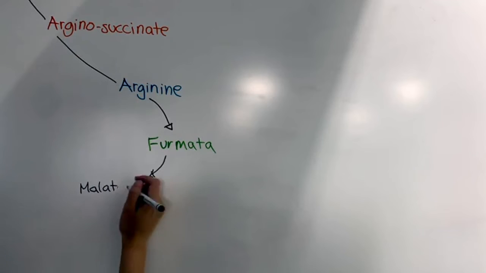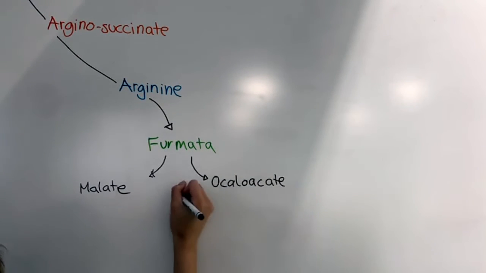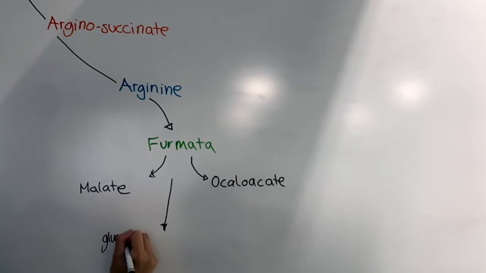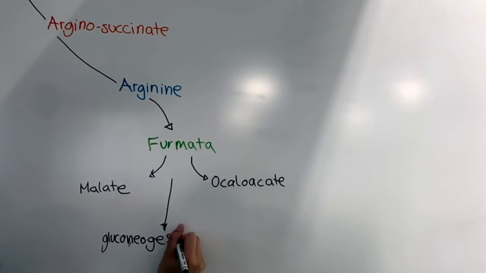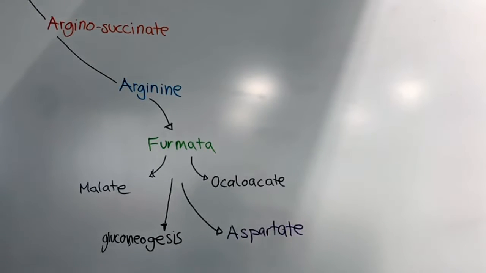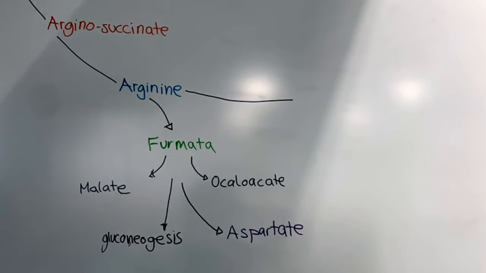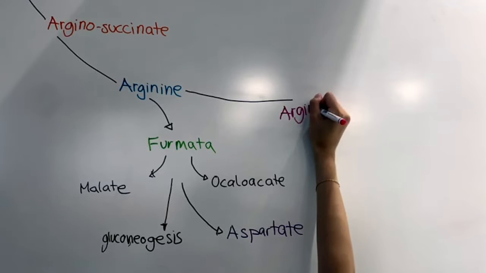Now fumarate can be used for the citric acid cycle, or it can be converted to malate and oxaloacetate, which can either be used for gluconeogenesis or it can be used to produce more aspartate via the enzyme aspartate aminotransferase. So as you guys can see, the cycle can continue if you keep having aspartate. And in fact, you need a high amount of aspartate for the urea cycle to operate.